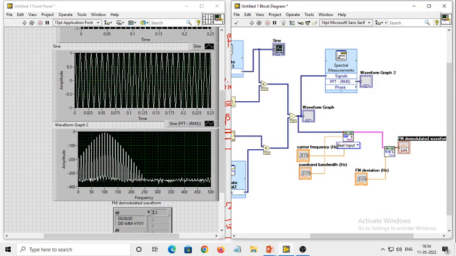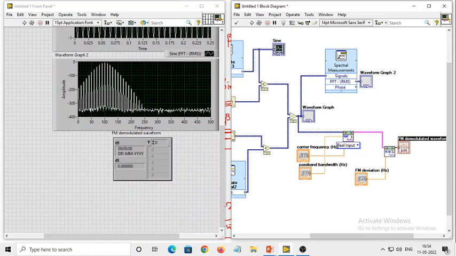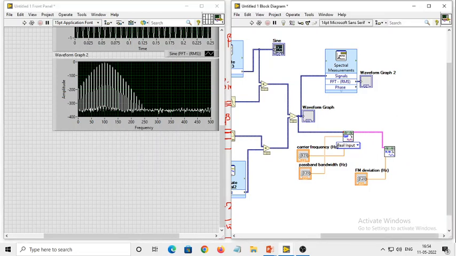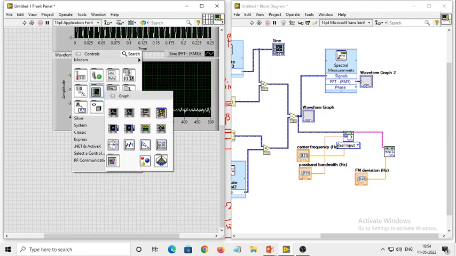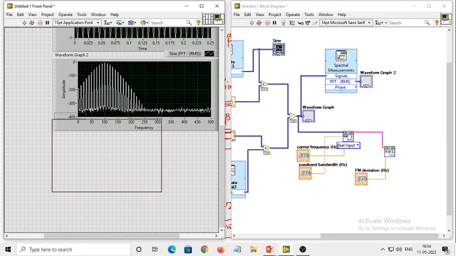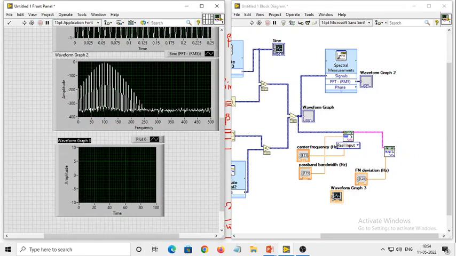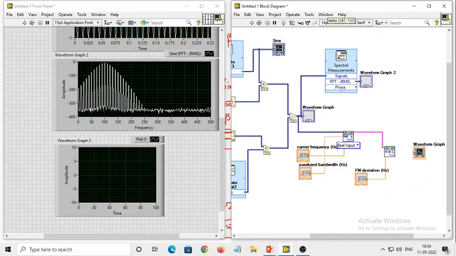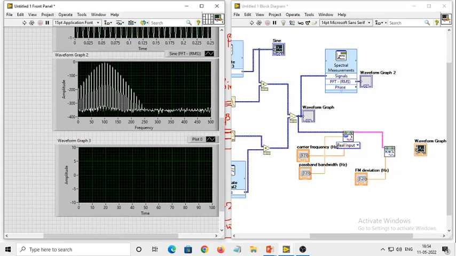Now whenever I create an indicator, you can see that we are not getting the graph indicator. So for this what you need to do, you just delete this, place a graph indicator in the front panel, okay. Now once you get this in the block diagram, you just connect this waveform graph to the FM demodulated waveform.